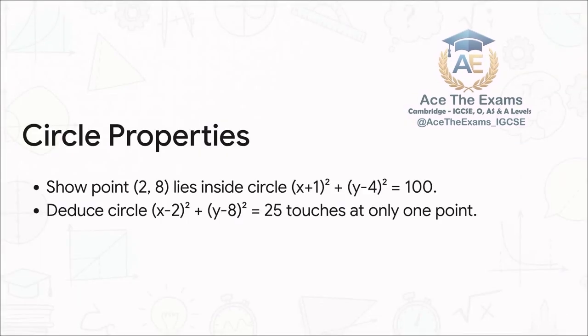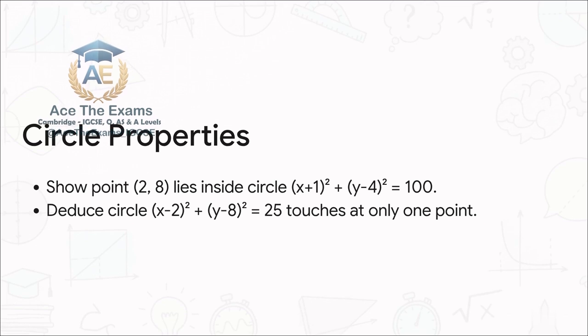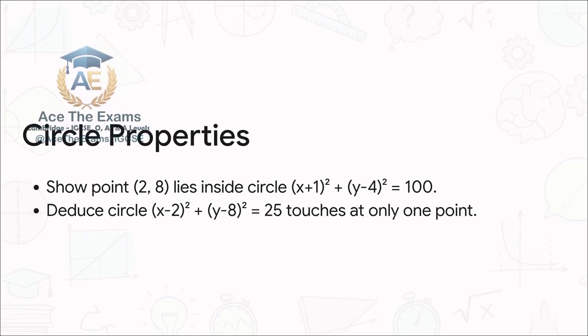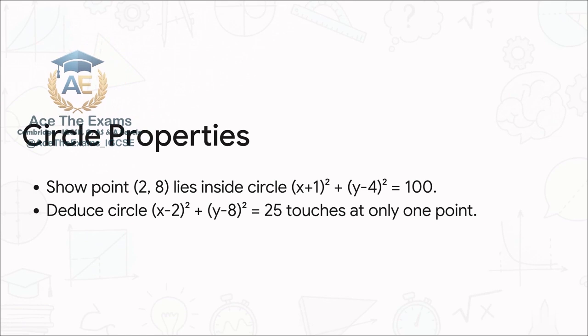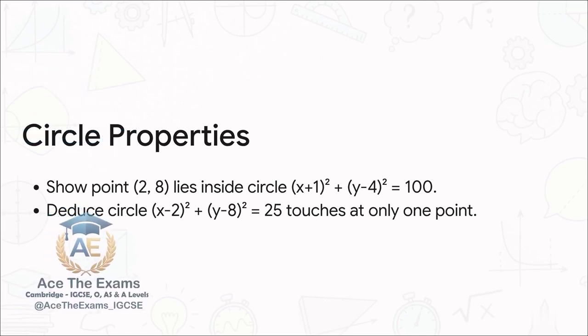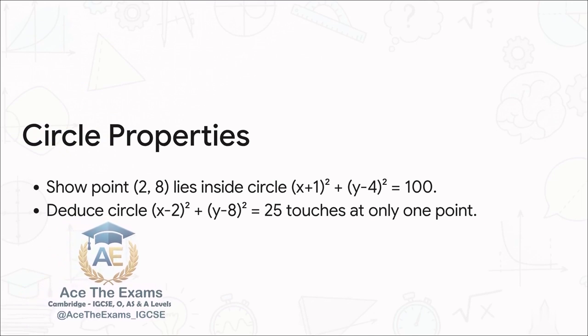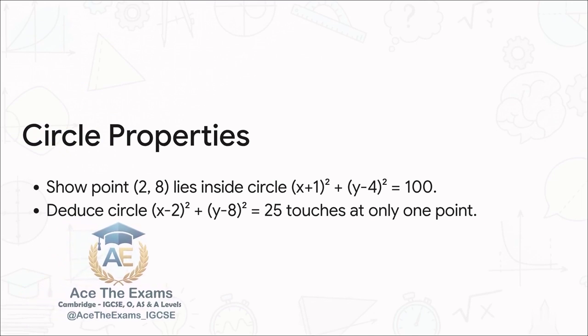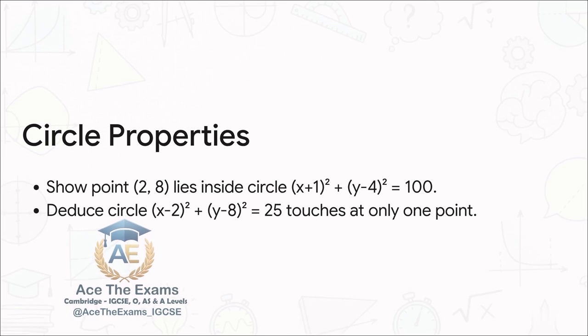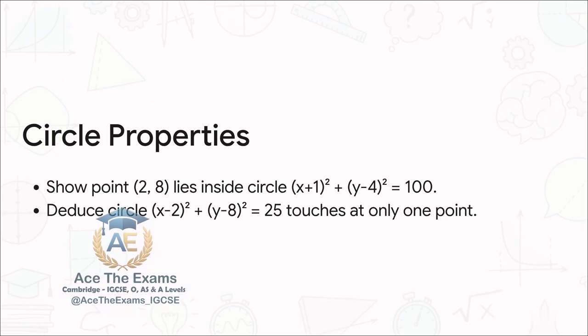Let's move on to question 5 and see how this builds. Here, you're asked to show that the point (2, 8) lies inside a specific circle, and then deduce that a second circle touches it at only one point. The crucial part here is the strategy. You don't need to graphically draw this perfectly to prove it. To show a point is inside a circle, you simply calculate the distance from the circle's center, which in this case is (-1, 4), to your point, (2, 8). If that distance is strictly less than the circle's radius, which is the square root of 100, so 10, then boom, it's inside. Easy, right?